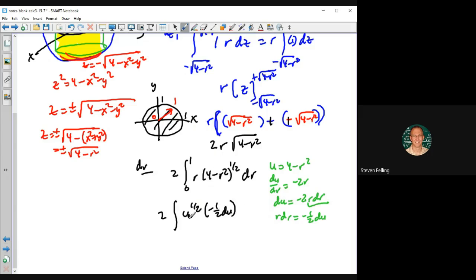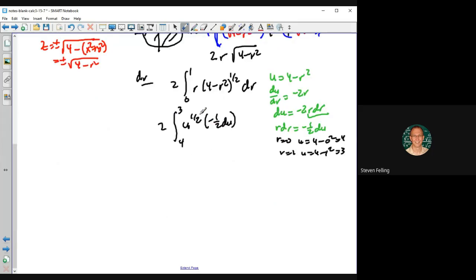Okay, so then I have to figure out the new limits of integration. So when r was 0, u would be 4 minus 0 squared, or 4, so this would become 4. And when r is 1, u would be 4 minus 1 squared, so that would be 3. 4 minus 1 is 3. And then I'm going to do a couple more things before I actually integrate. When I bring the 1/2 out here, it's going to cancel. So this is going to be negative, 4 to 3, u to the 1/2 du. But if I change the order of integration, the negative goes away. So it's going to be the same as the integral from 3 to 4 of u to the 1/2 du.